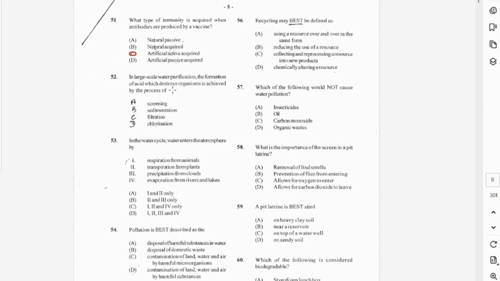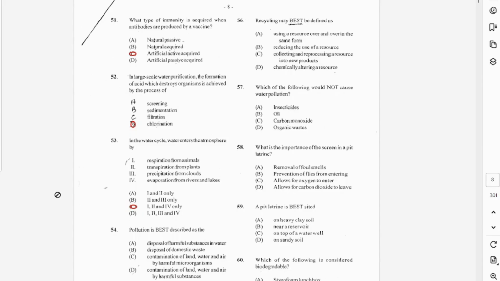52. In large-scale water purification, the formation of acid which destroys organisms is achieved by the process of D, chlorination. 53. In the water cycle, water enters the atmosphere by 1. Respiration from animals, 2. Transpiration from plants, 3. Precipitation from clouds, or 4. Evaporation from rivers and lakes. The answer would be everything except anything that has 3 in it. So number 53, the answer would be C.